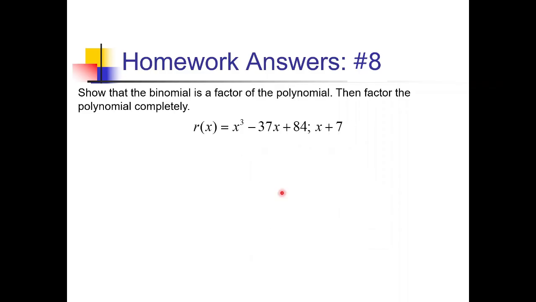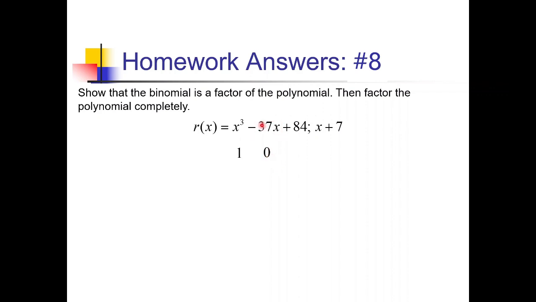For this problem, they want us to show that x plus 7 is a factor of r of x, and then factor r of x. So let's use synthetic division to start this process. I have my first coefficient of 1 for the 1x cubed. Then I'm missing an x squared, so we're already getting a little trickery going on here. We need a 0 to hold that place for the missing x squared.